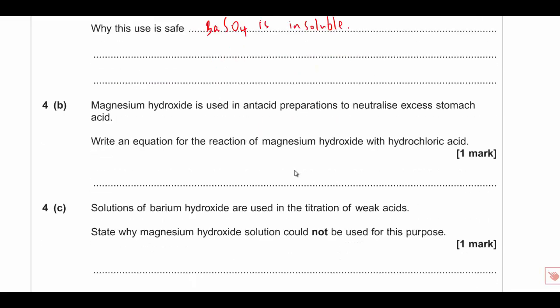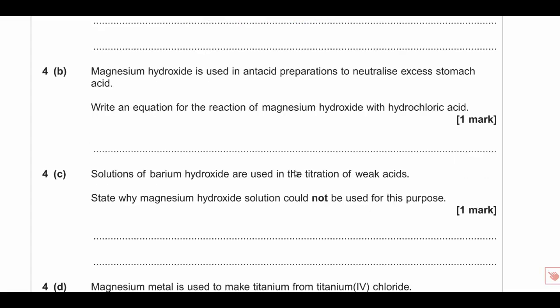Magnesium hydroxide is used in antacid preparations to neutralize excess stomach acid. Write an equation for the reaction of magnesium hydroxide with hydrochloric acid. Magnesium hydroxide, hydrochloric acid. Oh, terrible thing. Magnesium chloride and water. Standard neutralization, acid-base reaction. Bam, bam. Job's a good one. Absolutely nailed that one. 1 mark there.